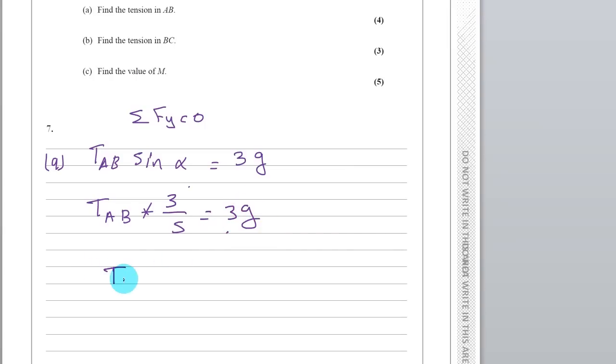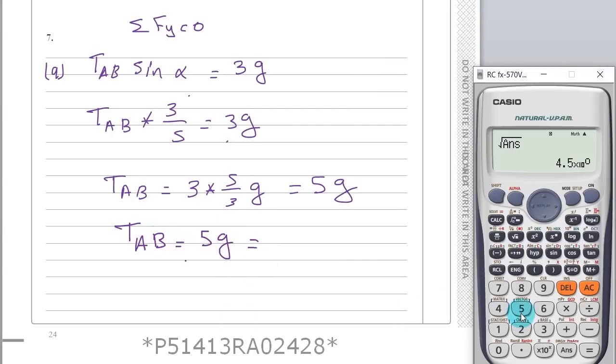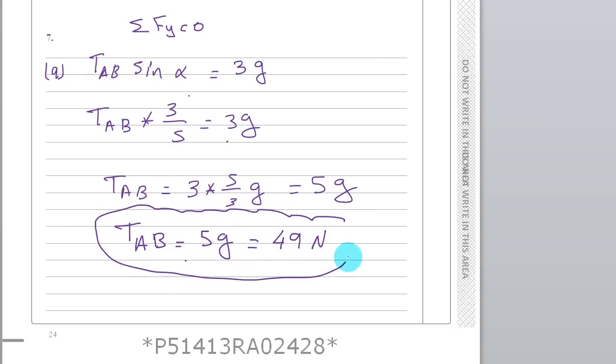So T_AB is equal to 3 multiplied by 5 over 3g, which equals 5g. So T_AB is equal to 5g, let us find the value, 5 multiplied by 9.8, which is 49. So T_AB is 49 Newton. And this is the first question that he needs.